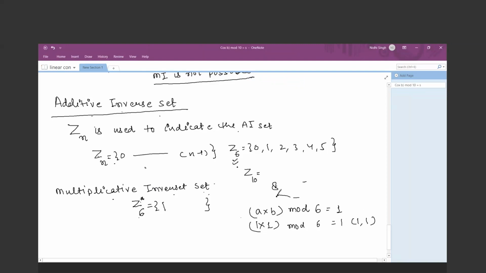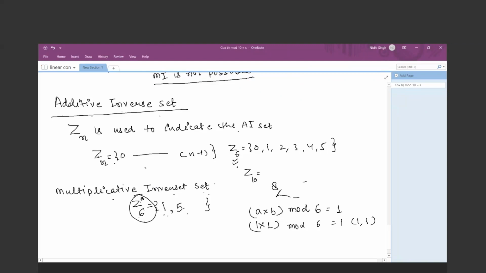Yes, the other set is 5. So 1 and 5 are those values. If you multiply by a particular number in the same set, you will find the multiplicative inverse. So Z6 star will be used to indicate the multiplicative inverse set of Z6.